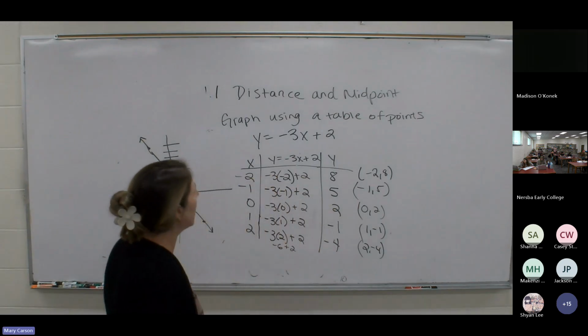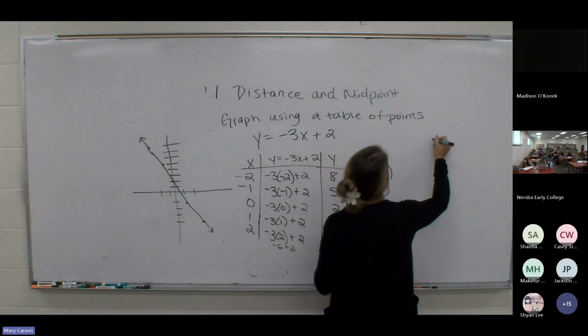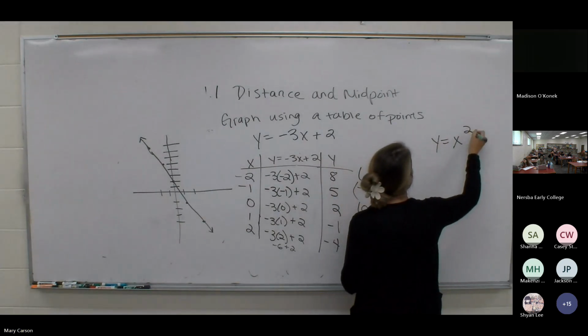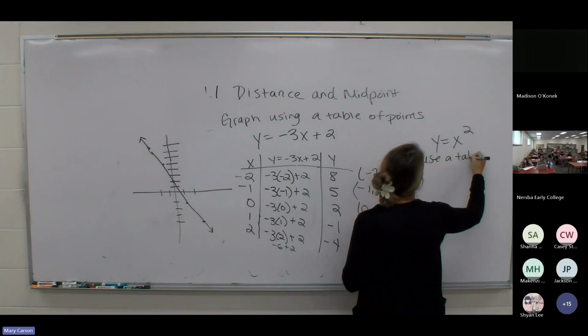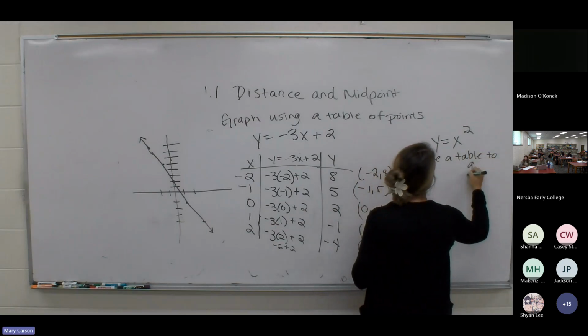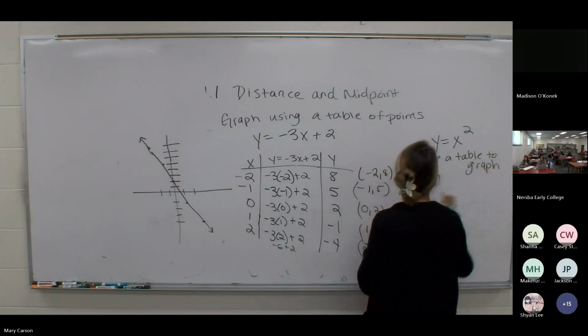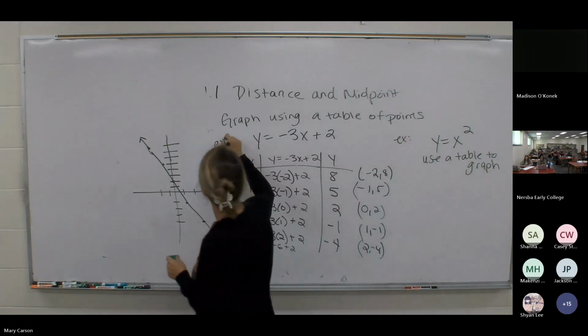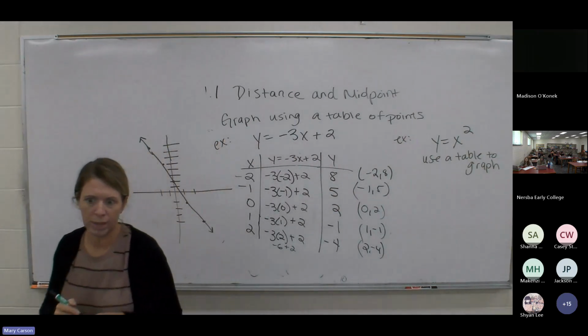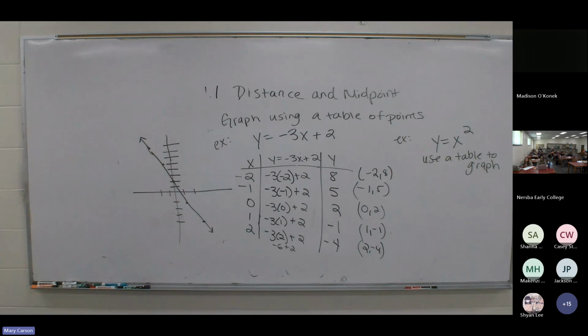All right, why don't you guys graph this one for me? Y equals x squared. And use a table to graph. Give me some points. Okay, graph that one for me by putting it in a table, coming up with points.